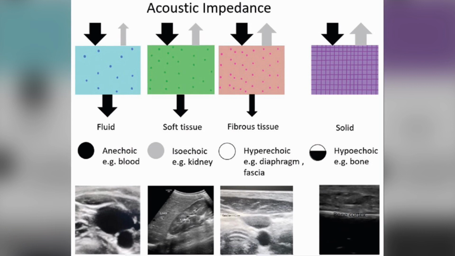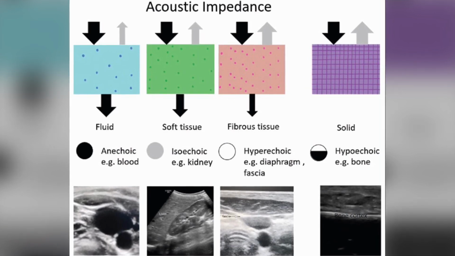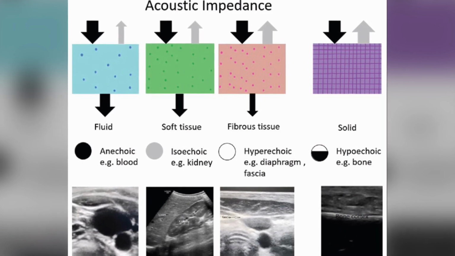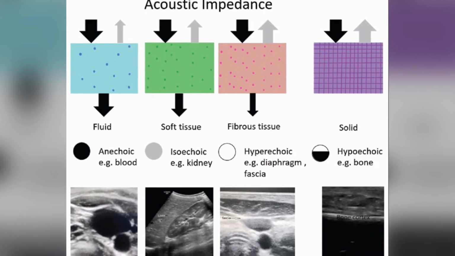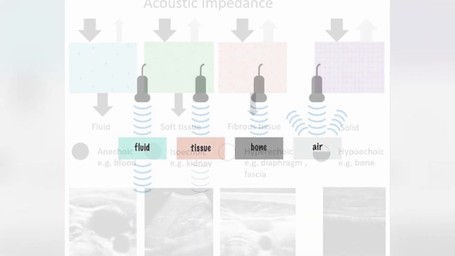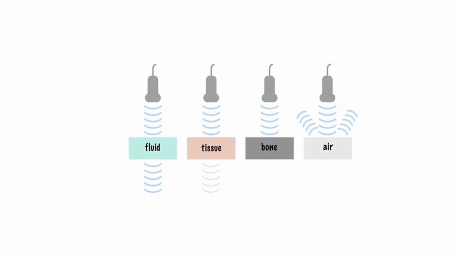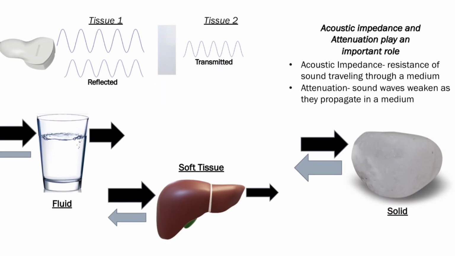Acoustic impedance is important when it comes to reflection and transmission, due to it being the resistance of sound traveling through a medium. Acoustic impedance influences the amount of reflection that is sent back to the transducer and how much of the sound wave is transmitted once it strikes tissue or a structure. Another important aspect in deciding how much sound is transmitted through a structure is attenuation, which is the weakening of sound waves as they propagate through a medium.